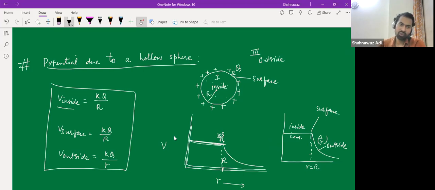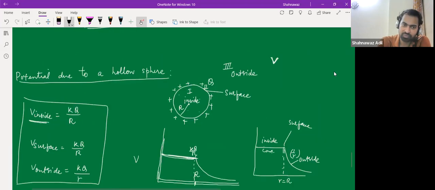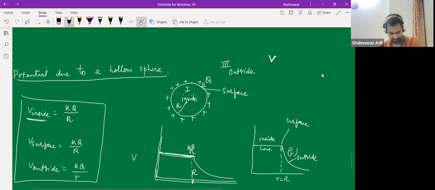Yeah. So for the inside, just accept that there is a reason why this is KQ by R. Because if you guys remember, what is the potential? Can you guys recall that? Aisha, can you recall what is the potential? What is the definition of the potential?